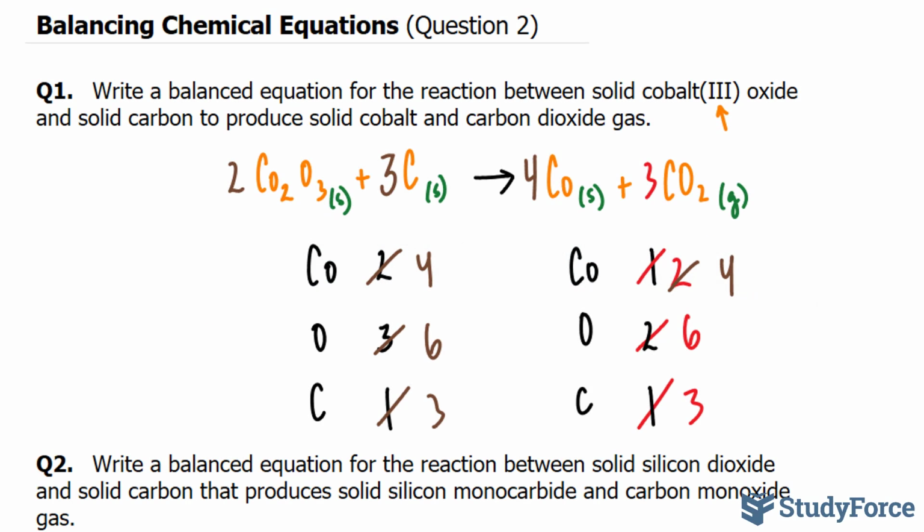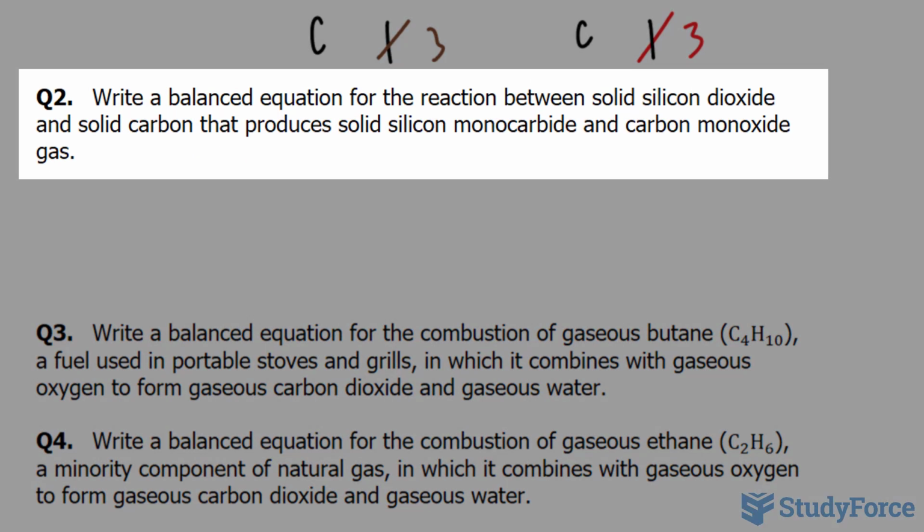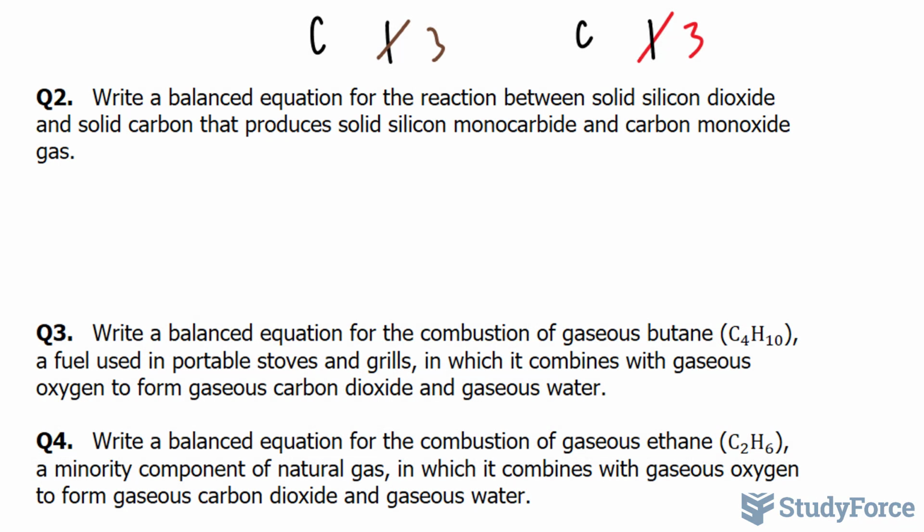In question 2 of this series, we'll continue balancing chemical equations, and we ended off with question 2. We're asked to write a balanced chemical equation for the reaction between solid silicon dioxide and solid carbon that produces solid silicon monocarbide and carbon monoxide gas.